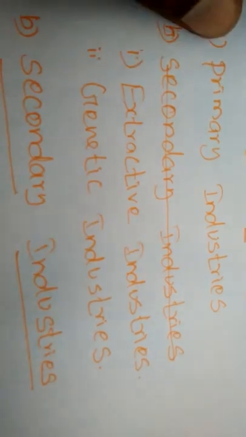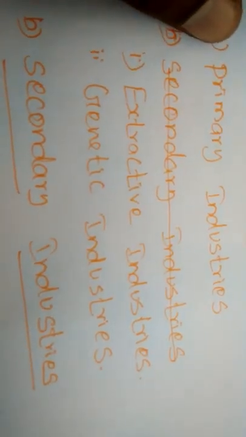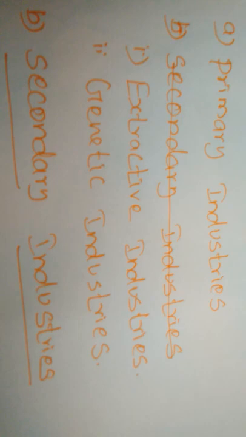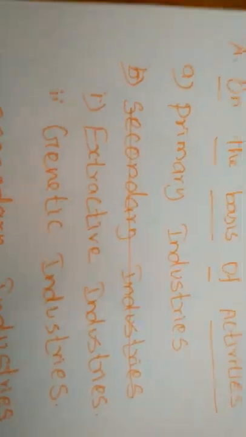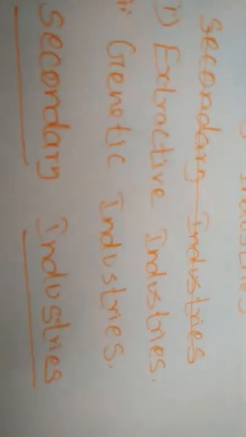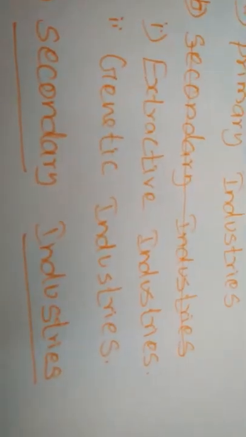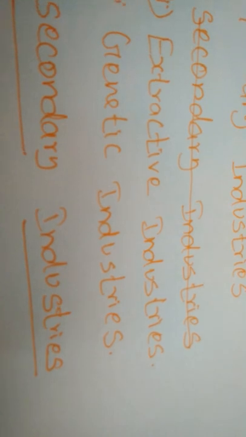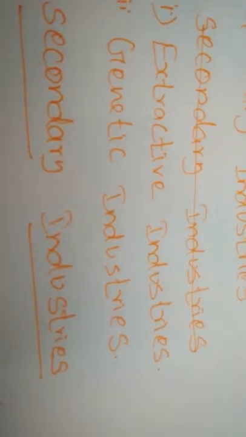The primary industries are divided into two types. The first is extractive industries, and the next is genetic industries. What is the meaning of extractive industries? These industries extract or draw out products from natural resources.